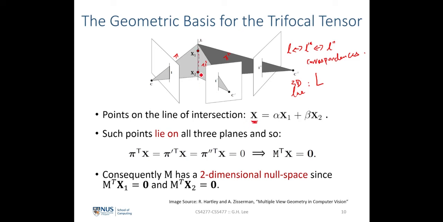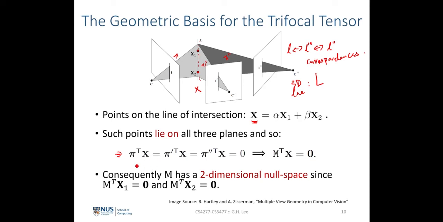It could be anywhere on this line, which we call x over here. It has to have an incidence relation with pi, the first plane, pi prime, the second plane, as well as pi prime prime, which is the third plane over here. Hence, we can write the dot product of the plane and the respective plane with this 3D point to be equal to 0. And this holds for all the respective three planes.